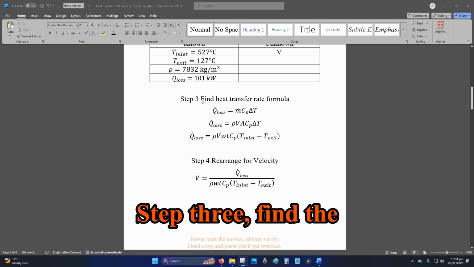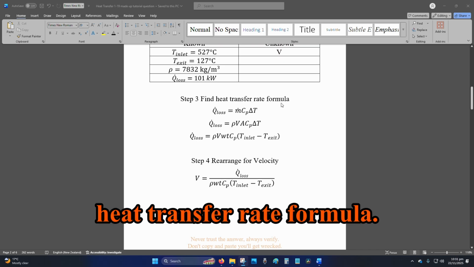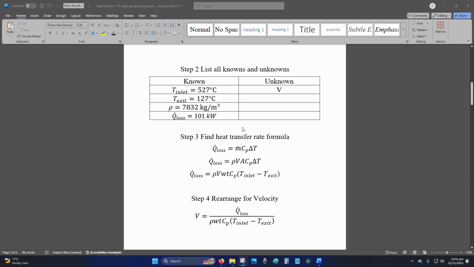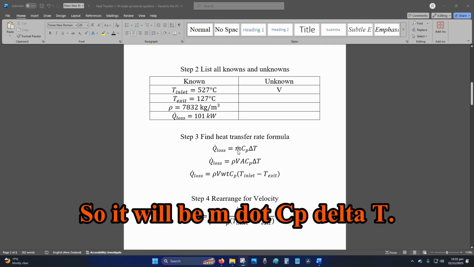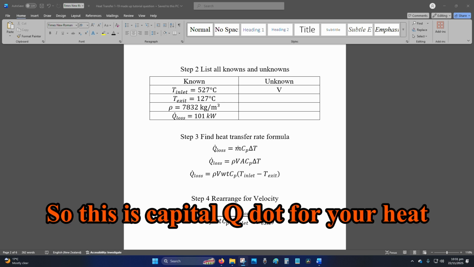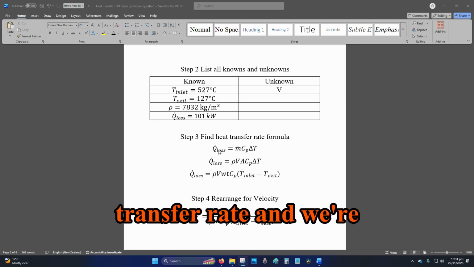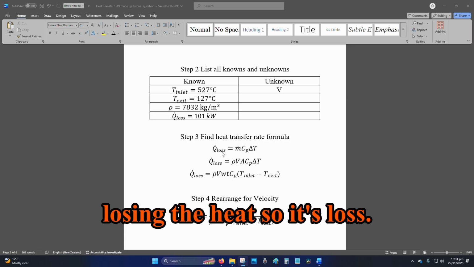Step 3, find the heat transfer rate formula. So it will be m dot Cp delta T. So this is capital Q dot for your heat transfer rate, and we're losing the heat, so it's loss.